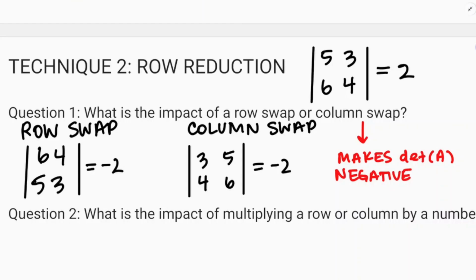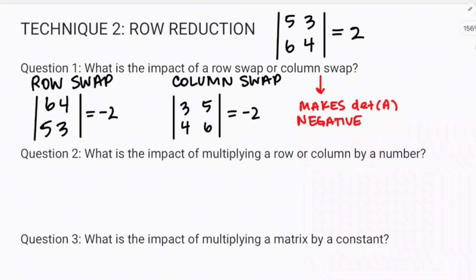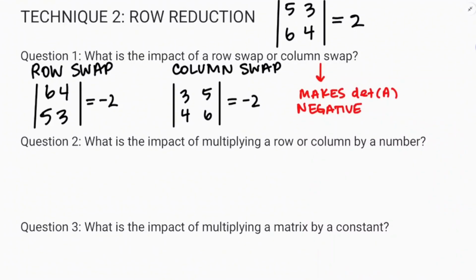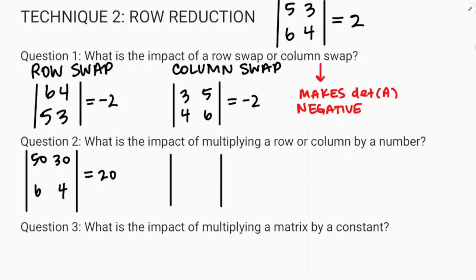Okay, if we were to multiply a row or column by a non-zero constant, well, I guess if we multiplied it by a zero constant, it would still work. Let's just multiply row 1 by 10. Okay, 50, 30, but leave row 2 the same, 6 and 4. So that's going to be 50 times 4 is 200 minus 180 equals 20. Now we're going to multiply a column by probably a different number. We'll multiply it by -3. How about the one on the right? So 5, -9, 6, -12.